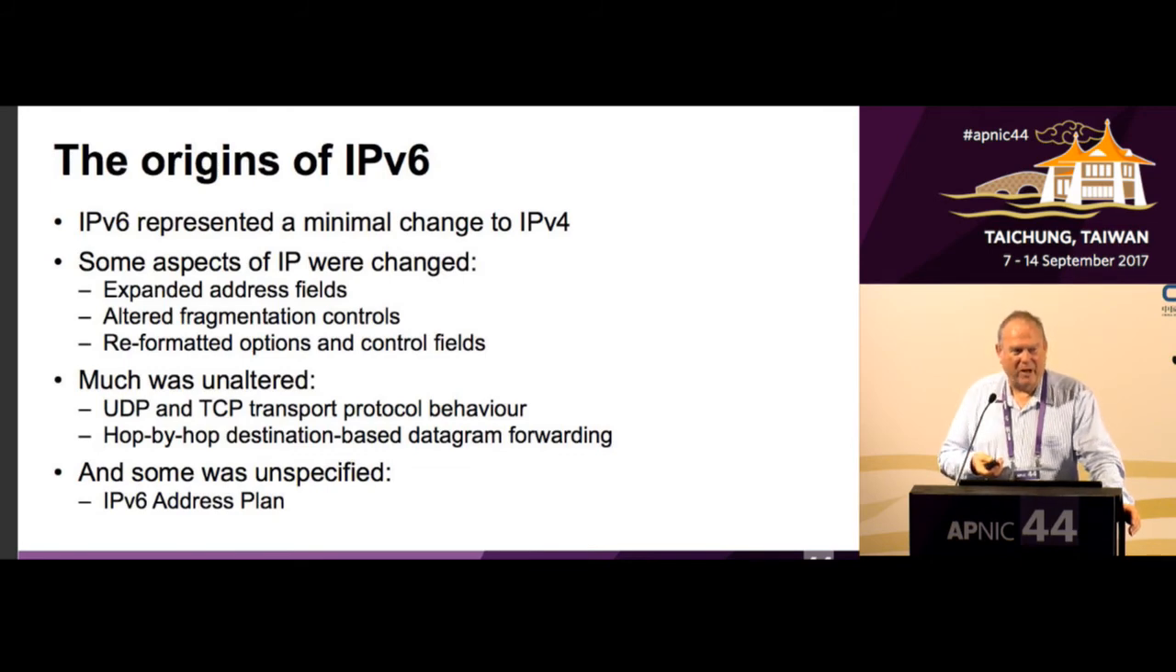The change to the fragmentation control was about the worst possible way it could have been done, and today's networks in V6 handle fragmentation really, really badly. Thank you, vendors. You are so good at this kind of stuff. They also rolled the options and control fields again, probably badly. UDP and TCP unaltered, hop by hop destination unaltered, and the address plan was never quite specified, you know, oops.